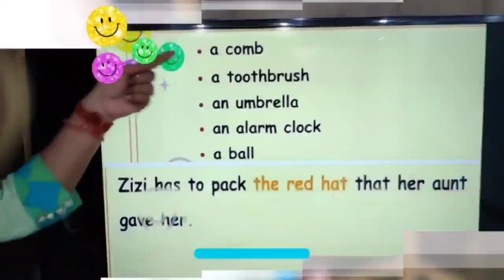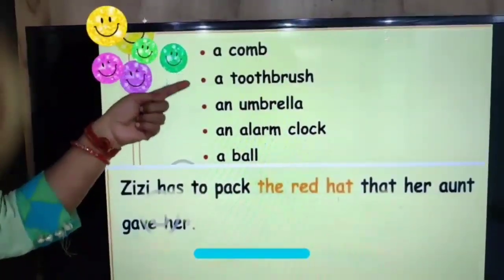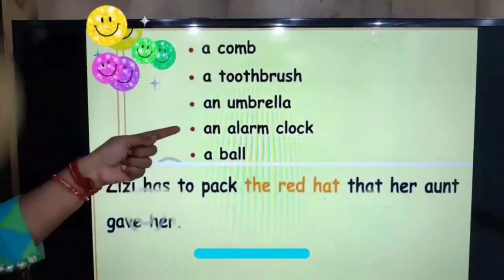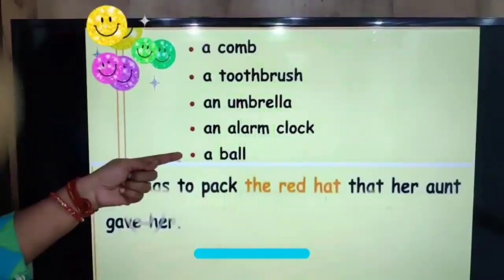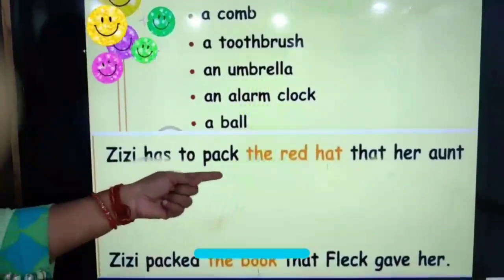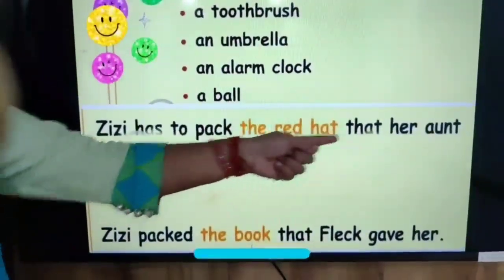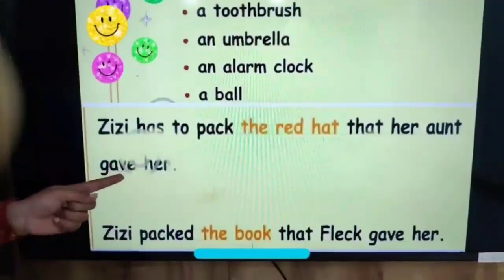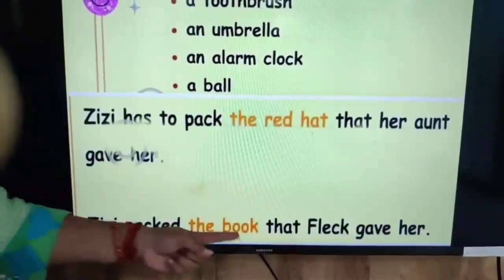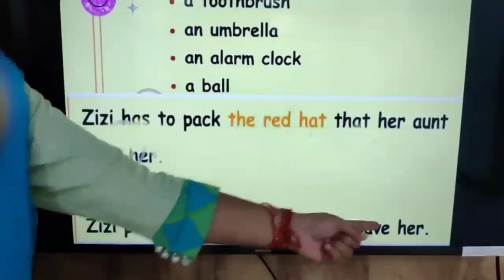Kids, you have seen that Zizi is going for a holiday trip. Let's see what she has packed for the trip. She has packed a comb, a toothbrush, an umbrella, an alarm clock, a ball, and the red hat that her aunt gave her. Zizi also packed the book that Fleck gave her.